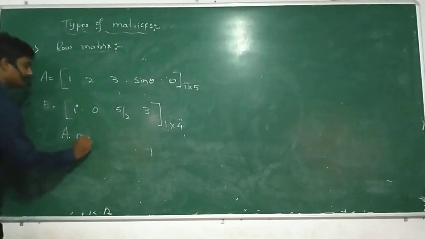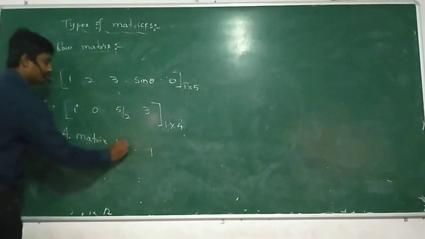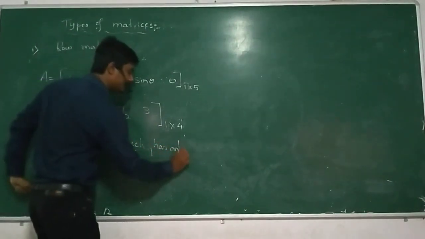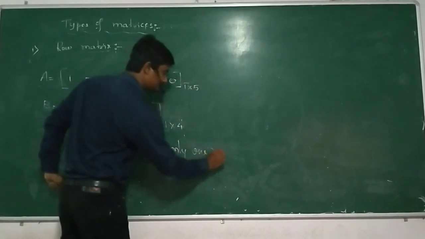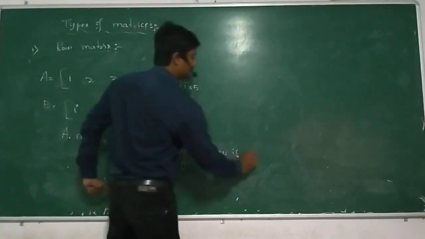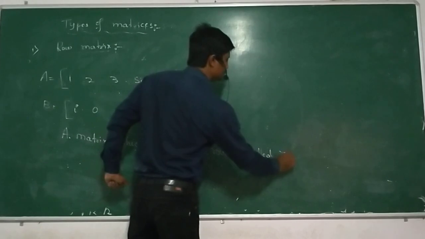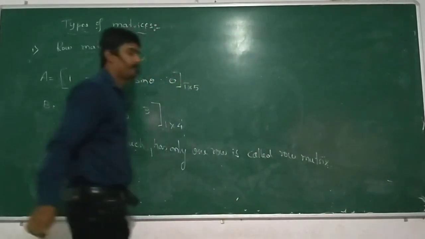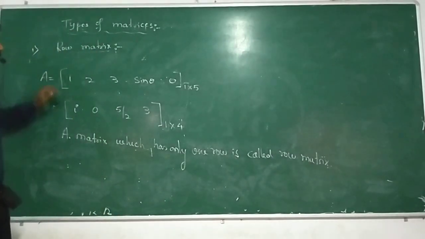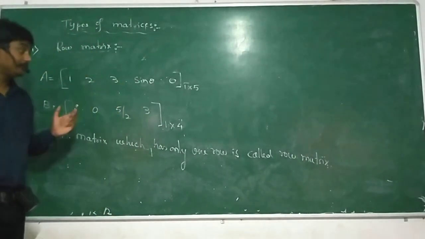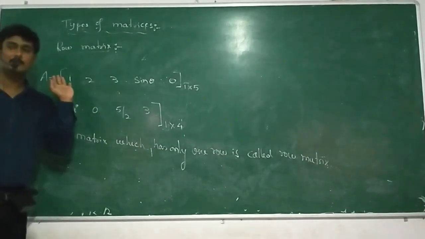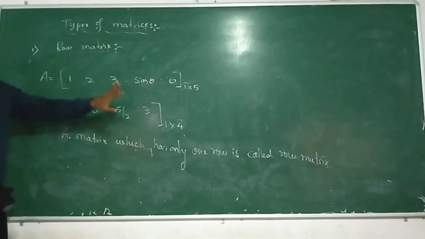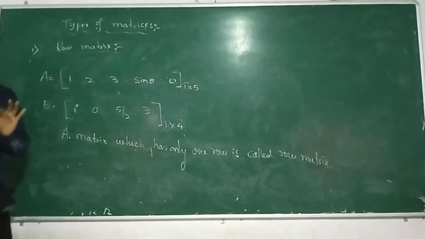A matrix which has only one row is called a row matrix. Right? So if a matrix is going to have only one row, see, in the definition I didn't say anything about the number of columns, it can be any number, but the number of rows must always be what? 1. Such a matrix is called a row matrix.